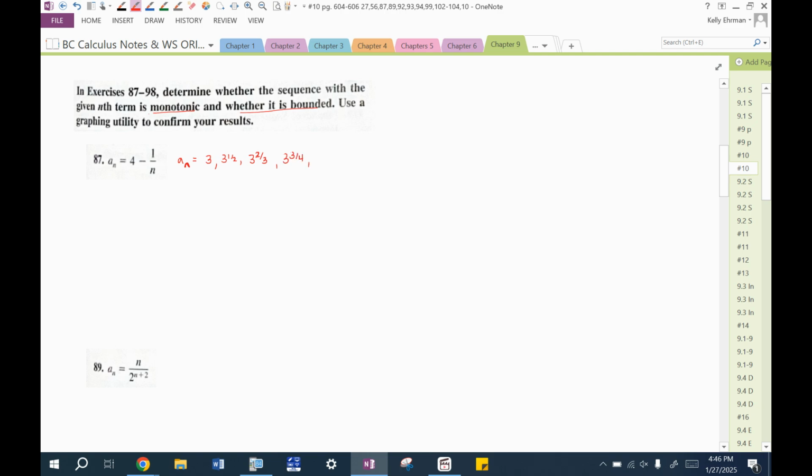So yeah, the fraction is just going to keep getting closer and closer and closer to 0 because we're subtracting less and less. So this is eventually going to approach 4 minus 0, which is 4. So this is definitely monotonic.